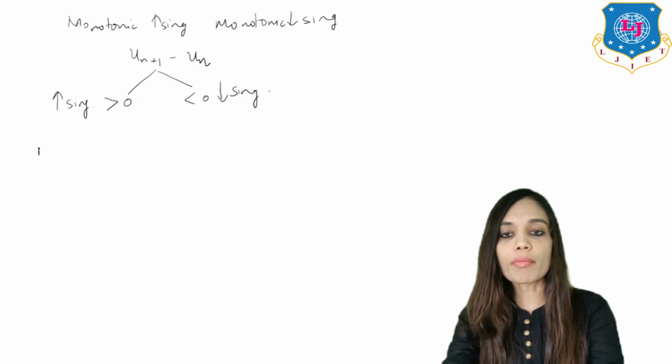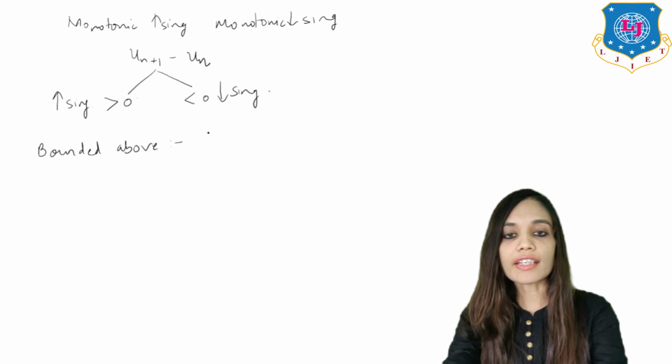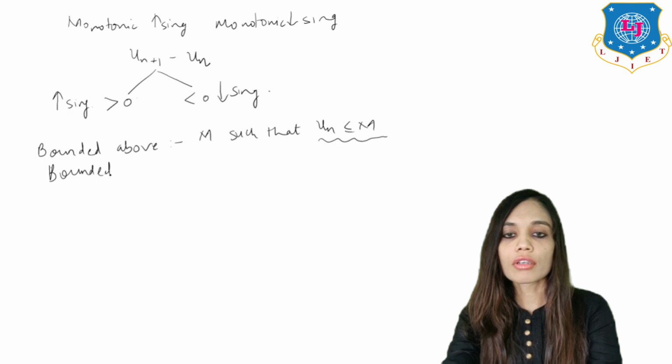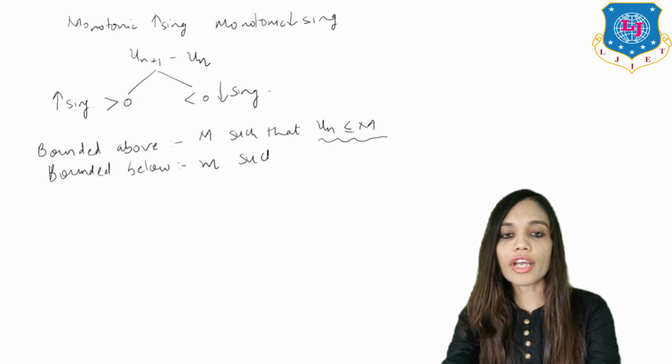Now next we have studied bounded above sequence, right? So when we can say that the sequence is bounded above, if there exists a number M such that un less or equals to M, then we can say that the given sequence is bounded above. Next we have studied bounded below sequence. So if there exists a number small m such that un greater than or equal to m, then we can say that the given sequence is bounded below.